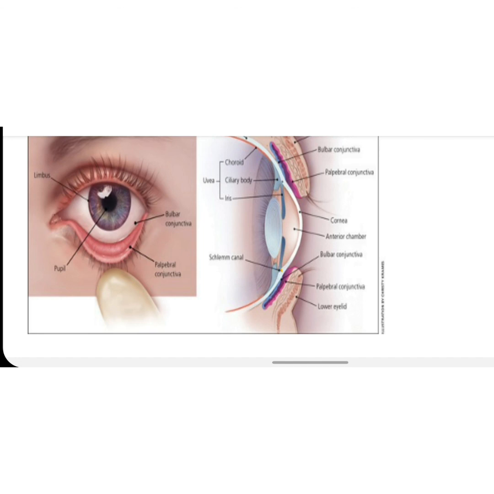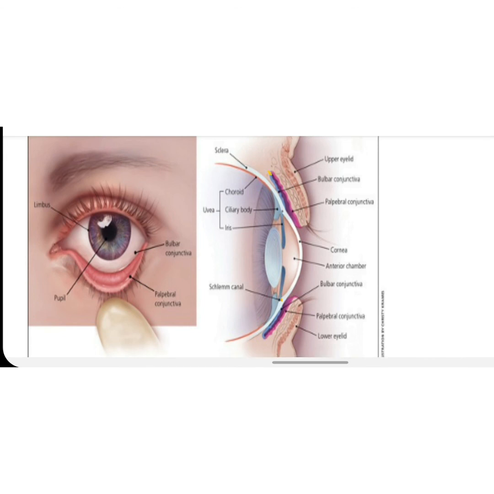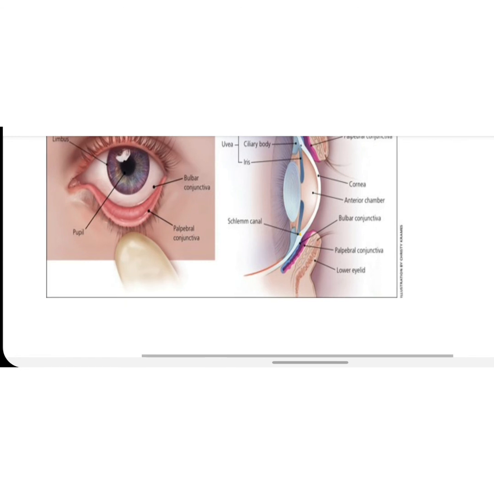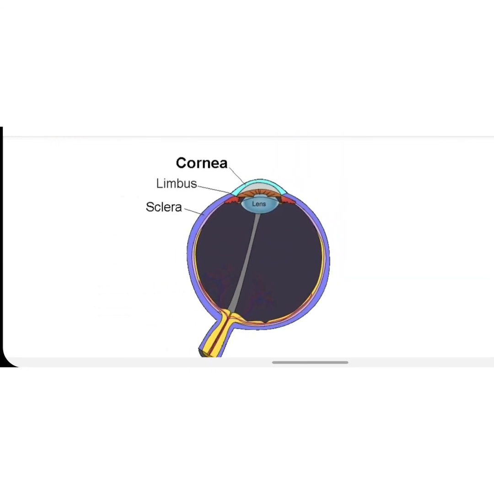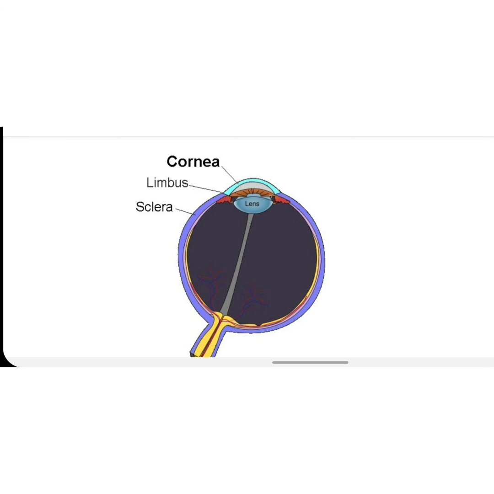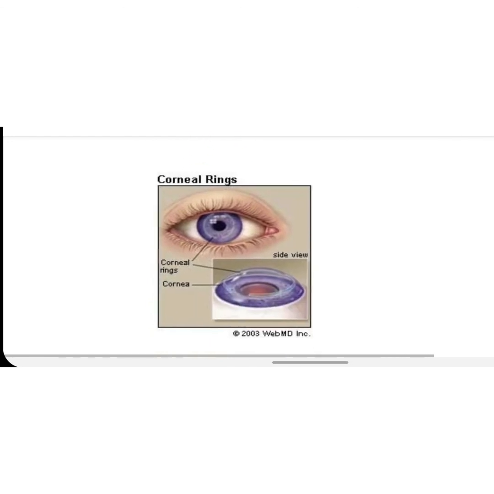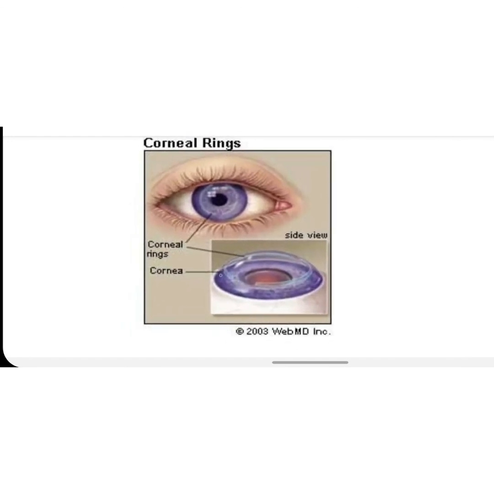And what is our fornix? Here we can see this part. The pink one is our palpebral conjunctiva, the blue one is our bulbar conjunctiva, and the junction between the two is known as our fornix. This is the superior fornix, this is the inferior fornix. Here we can see the limbus, cornea, and sclera. What is the cornea? It is this transparent membrane-like structure on the front of our iris.